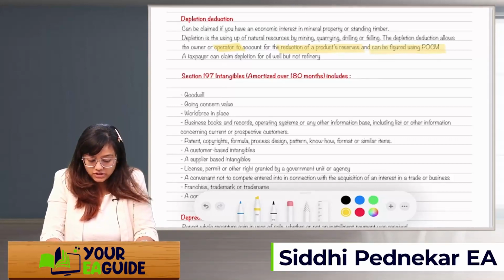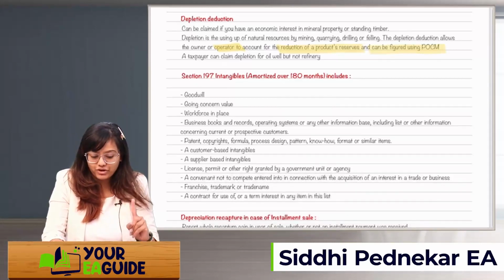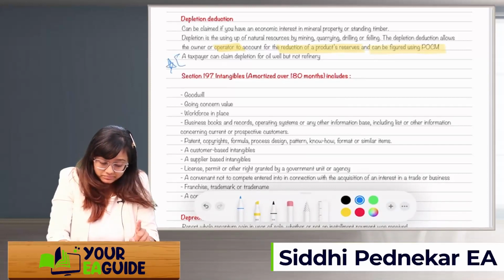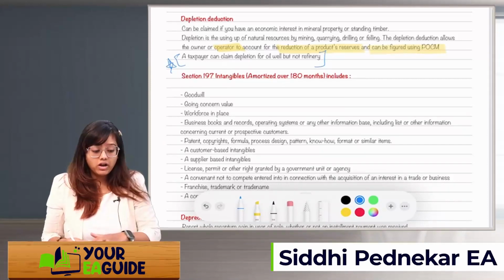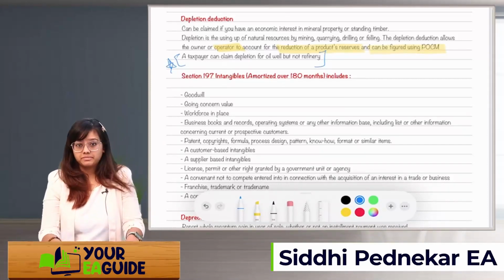Taxpayer can claim deduction for oil wells but not refinery. There will be one question on this theory, a 1 mark question, right? If it's an oil well, then you can take deduction. If it's an oil refinery, you cannot take the deduction as a depletion.